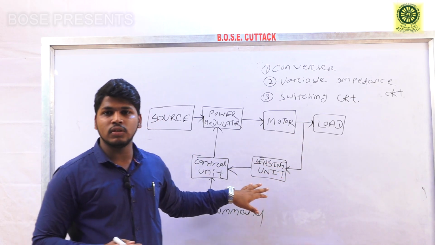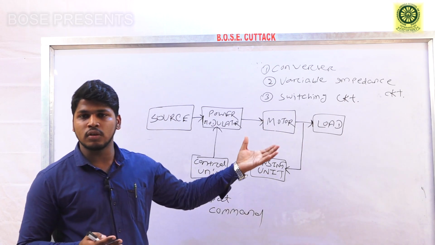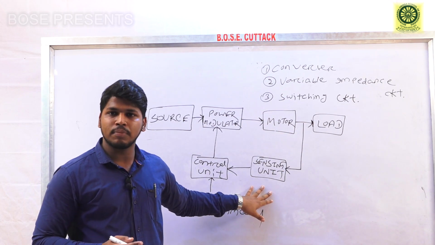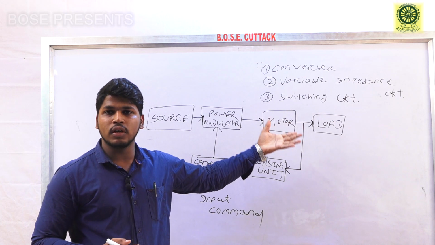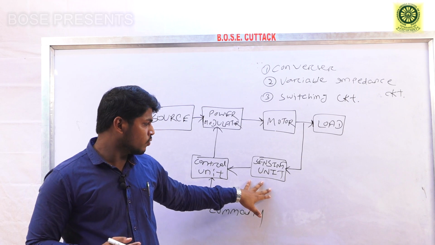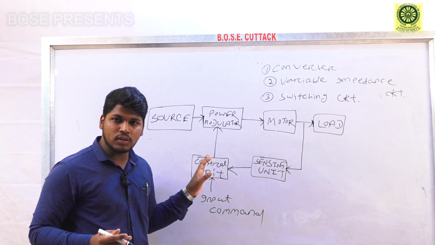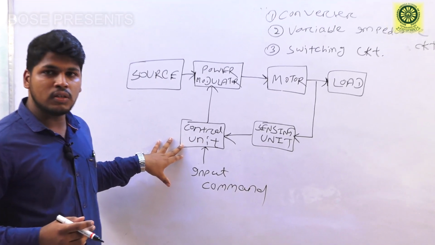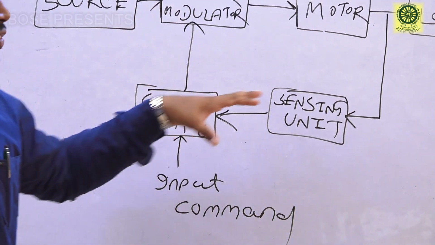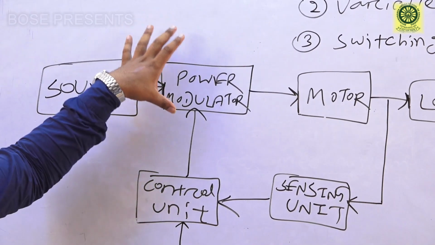The work of the sensing unit is that it will detect parameters like the speed of the motor and the current flowing through the motor. It will sense the parameters. If there is any overload, overcurrent or overspeed, it will detect the fault and give it through the control unit. The control unit controls and regulates the power modulator, and if there is any fault, overcurrent or overspeed, it will also protect the power modulator.